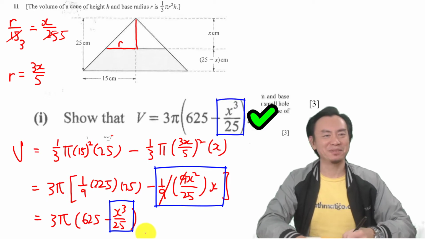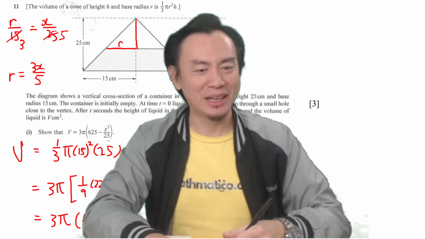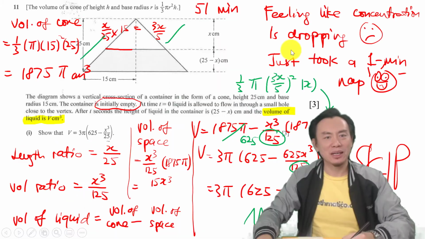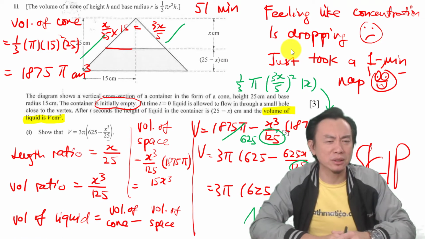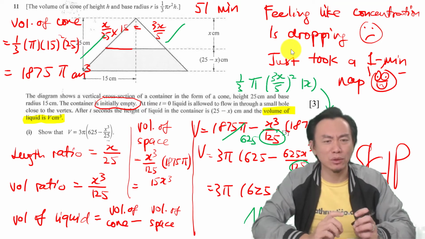Okay, that's it. What happened? I couldn't do this on that day. So let's look at my working that day, right? I tried to be funny. I tried to do a volume ratio thing, which is volume of liquid is equal to volume of cone minus volume of space.